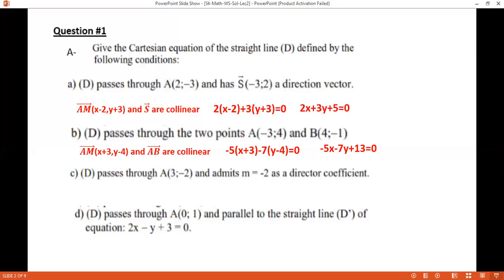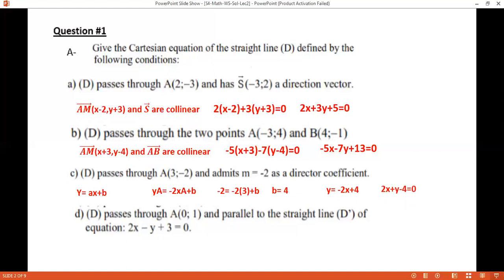In part C, what I know is that the straight line D passes only through a point A, and it has a slope -2 as a directing coefficient. So this is very easy. We apply, as we learned in grade 9, y equals ax plus b, and I replace the point A and the slope. In this case, I'm going to get the value of b. And this is the equation y equal -2x plus 4, but this is in the reduced form, so I need to make it Cartesian, so I just bring them all before the equal.